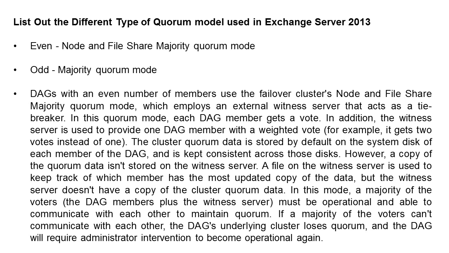A file on the witness server is used to keep track of which member has the most updated copy of the data, but the witness server doesn't have a copy of the cluster quorum data. In this mode, a majority of the voters, the DAG members plus the witness server, must be operational and able to communicate with each other to maintain quorum. If a majority of the voters can't communicate with each other, the DAG's underlying cluster loses quorum, and the DAG will require administrator intervention to become operational again.